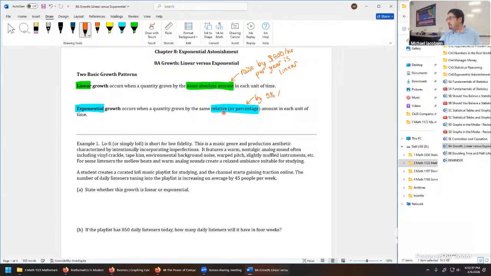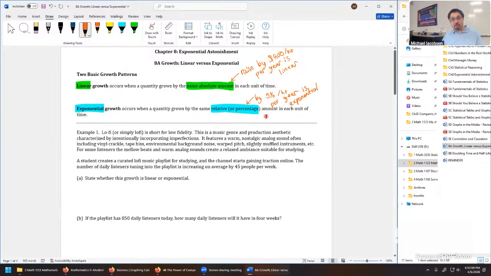If we say we're giving a raise by 5% per hour, then this would be, let's make this parallel, per year. This is exponential. So those are the two different kinds of growths that could occur.